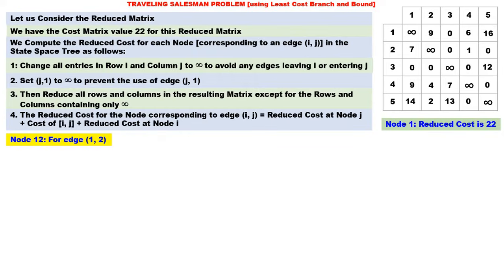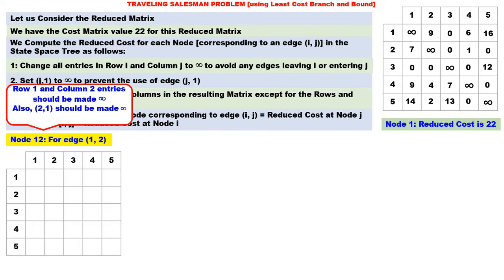First we are taking 1 to 2, that is edge 1 comma 2. Now, when the edge is 1 comma 2, row 1 and column 2 entries should be made infinity. 2 to 1 also should be made infinity. Same vertex to same vertex, it is infinity. Row 1, all the entries should be made infinity. Column 2, all the entries should be made infinity. 2 to 1, infinity. We have done this much.